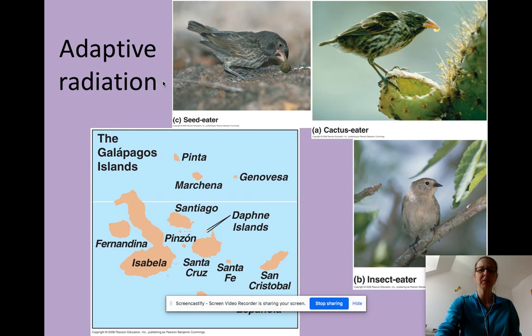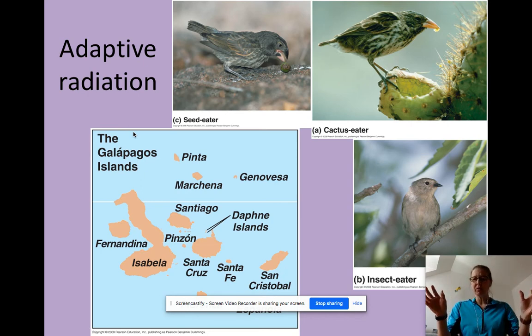Some examples of punctuated equilibrium result in something called adaptive radiation. So adaptive radiation is when you have one species and then boom, boom, boom, a bunch of new species evolve pretty rapidly from that one original parent species. That happened on the Galapagos Islands with the birds.